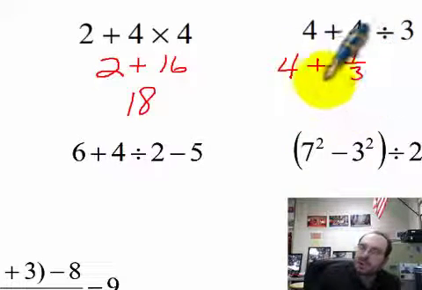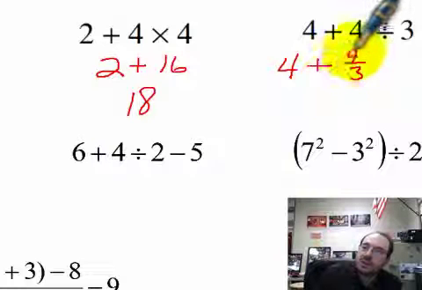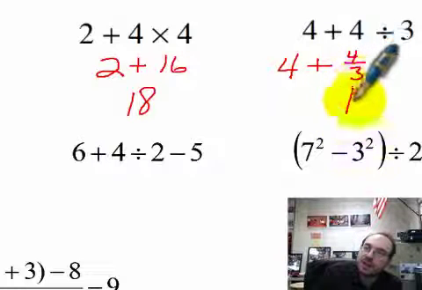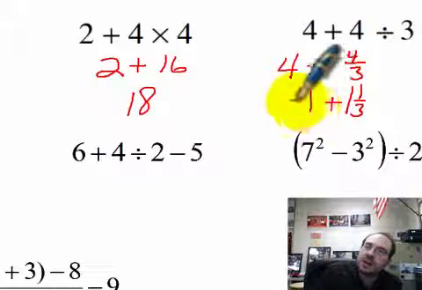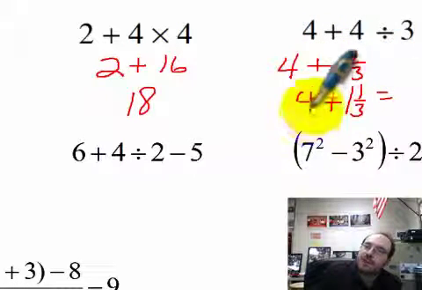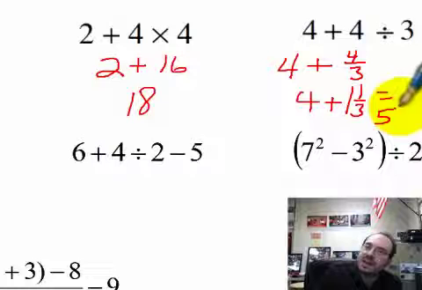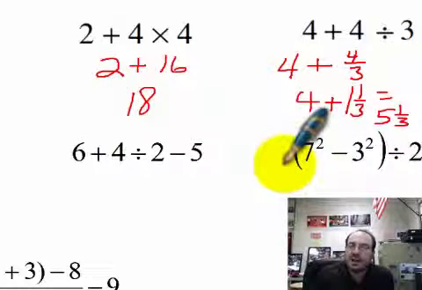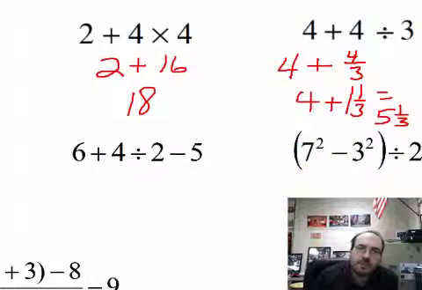And if you ask me in class, I can show you how to do that with your calculator. Or you just know 4 divided by 3 goes one time with 1/3 left over. So I'll write it like that. And 1 1/3 plus the 4 gives you 5 1/3. Okay? Like I said, I can show you how to use your calculator for those parts of it.